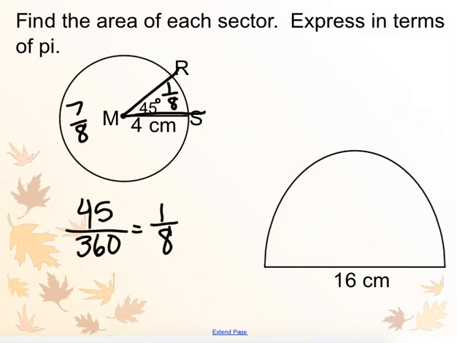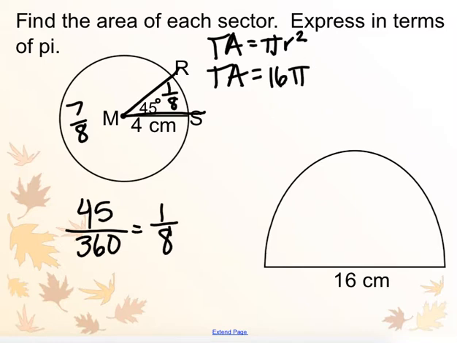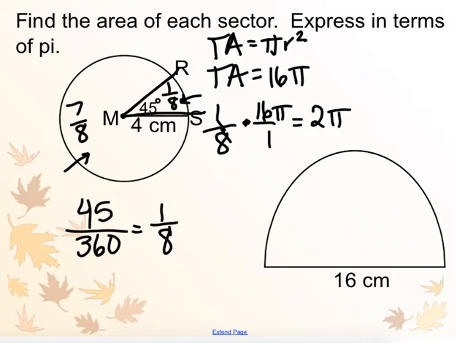So maybe I want to find the area of each of those pieces. I would say, what is the total area? And I would do my pi r squared to get my total area as 16 pi. And I'm allowed to leave it in terms of pi, not multiply it by 3.14 to get an approximation. So if I use that 16 pi and say 1/8 of it is right here and 7/8 is right here, well then I would say 1/8 of 16 pi is 2 pi. So there are 2 pi centimeters squared right here.